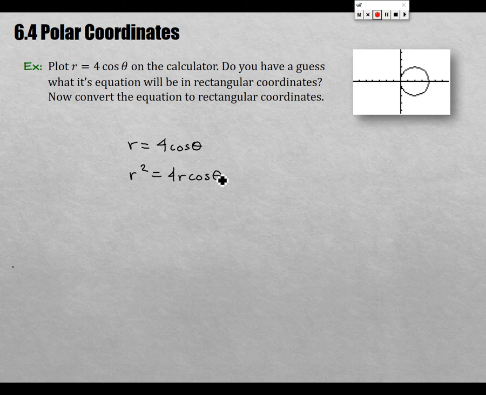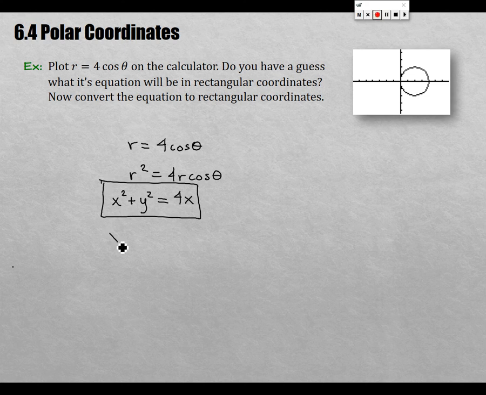What's r squared? What's another name for r squared? From the previous page. Or how about x squared plus y squared? And then r cosine theta is better known as x. So have we converted this to rectangular coordinates? I think we have. Now, it's maybe not as obvious as you'd like it to be in terms of describing the thing you said it was.